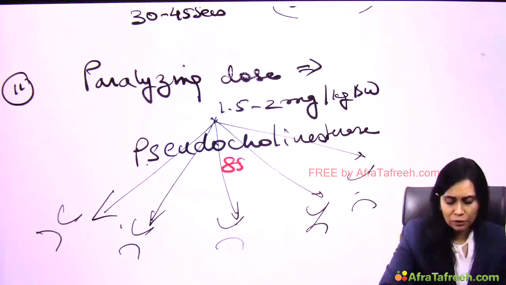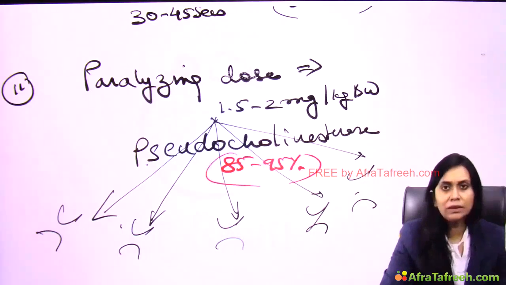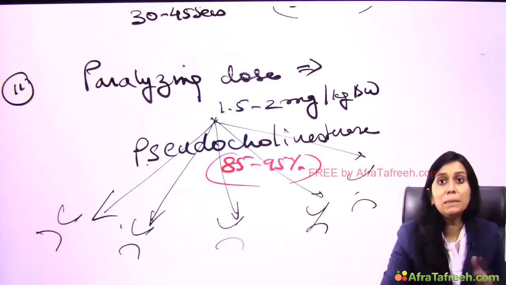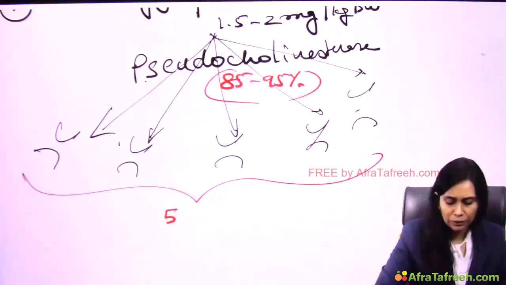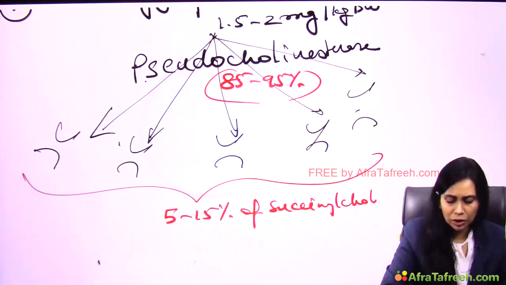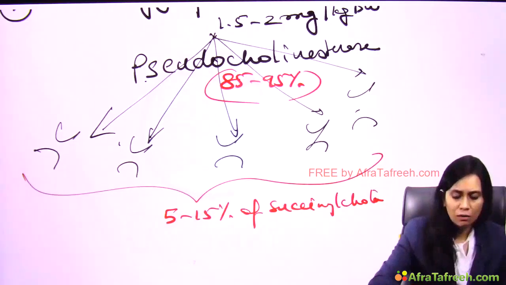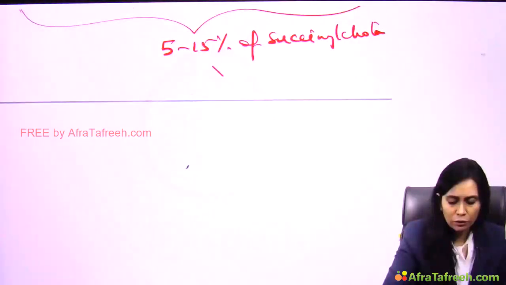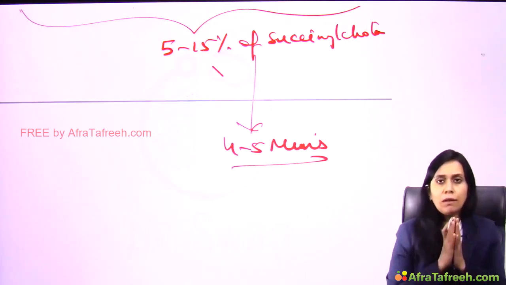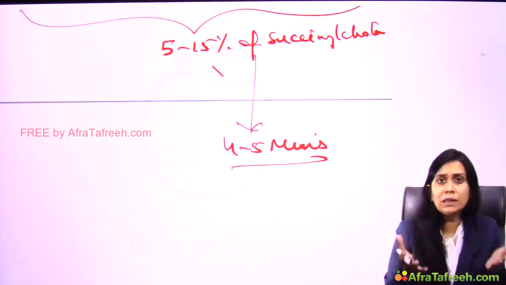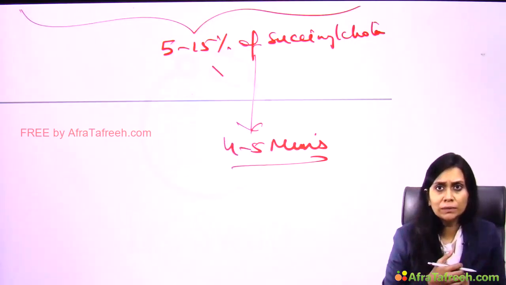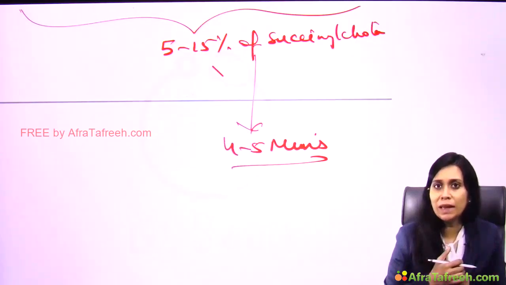And guys, when it comes in contact with succinylcholine, 85 to 95% of succinylcholine is destroyed, metabolized immediately. Only 5 to 15% of succinylcholine reaches the neuromuscular junction, and we get a paralysis for 4 to 5 minutes. You're getting my point? So massive destruction of succinylcholine is happening. Little survives and we get a paralysis for 4 to 5 minutes. Okay? This is how succinylcholine normally acts.